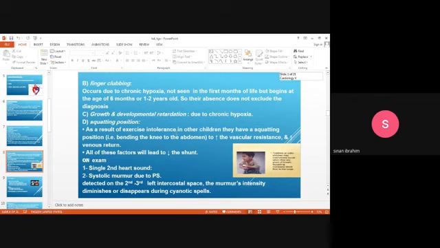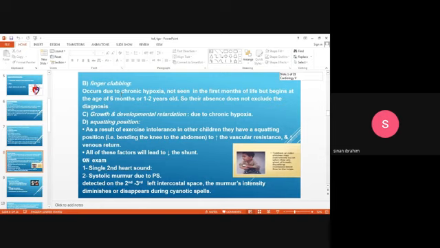Now we will continue with the presentation of TOF, after cyanosis. The second clinical feature is finger clubbing, and this usually occurs due to chronic hypoxia. It is also not present in the first few months of life, and usually takes at least 6 months of age to appear. So you should not look for finger clubbing in the first few months of life.